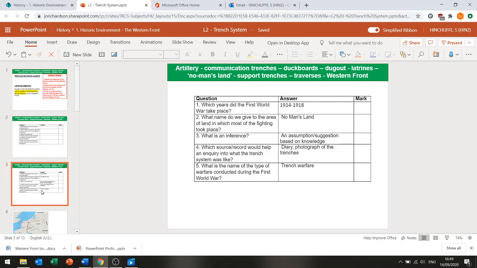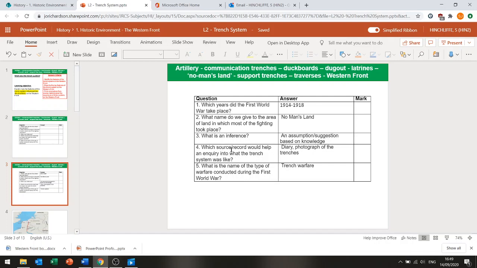An inference is a key historical skill. You are making an assumption based on knowledge. If you saw that someone slammed the door after they walked into a room, you would infer that that person is angry. They haven't told you they're angry, but based on your knowledge and your understanding of the world, you can see that that person is angry. We use inferences a lot in history when we're looking at sources, and we're going to use it a lot in this scheme of work.